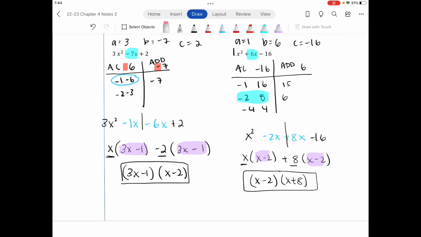Let's make a connection with this problem. If we look at the numbers in both sets of our parentheses, and we compare that to the numbers that we use to split our middle term, do you notice anything? We should be noticing that they're the same. So anytime we have an a value of 1, we could actually skip factor by grouping and just go to what two numbers would equal our middle term. Those become the numbers in our sets of parentheses. So there's a shortcut.